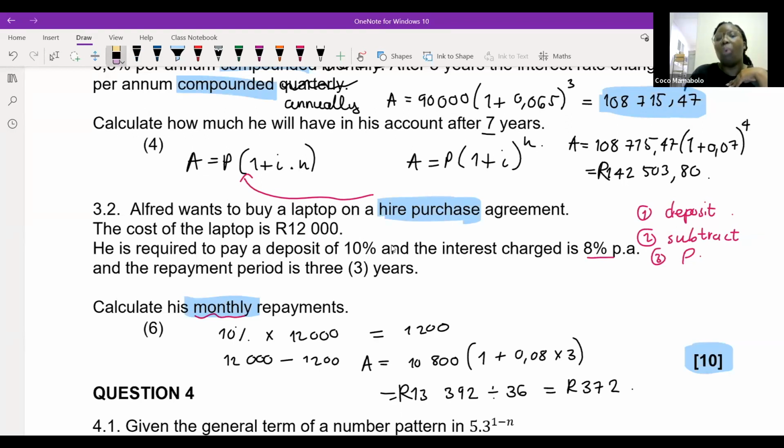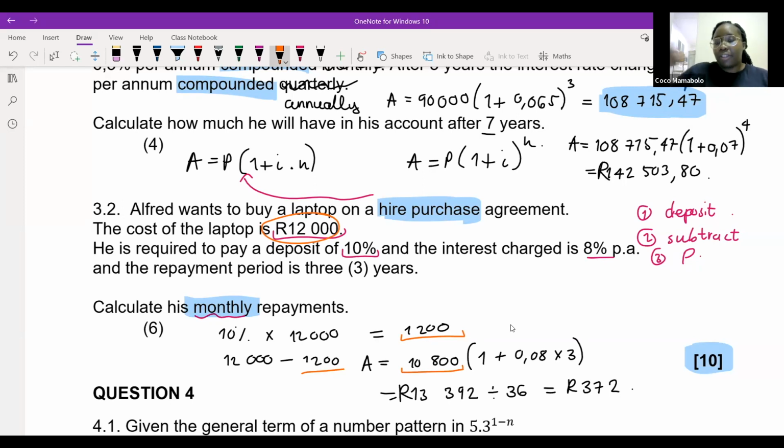Excellent. So how much is 10% of 12,000 Rand? 10% of 12,000 Rand is 1,200 Rand. Correct, it's 1,200. So when he pays them this 1,200, he doesn't owe the bank 12,000 Rand anymore. He's already paid them 1,200 Rand of that. So we must minus that from what he owes the bank. So he doesn't owe the bank 12,000, he owes them 10,800 Rand.